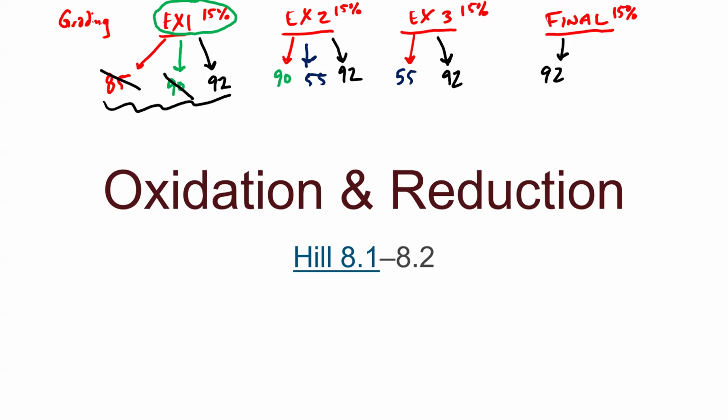So essentially, if you did badly on exam number one but you do really well on the final, that is basically erased by the final. Exam number two, 90 and 55, those are effectively erased by doing well on the final. Exam number three, the 55 is essentially erased because you did well on the final.